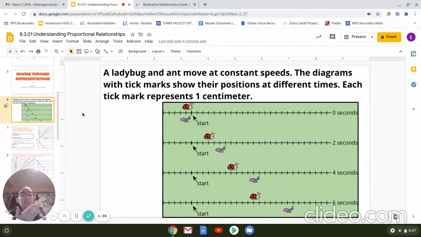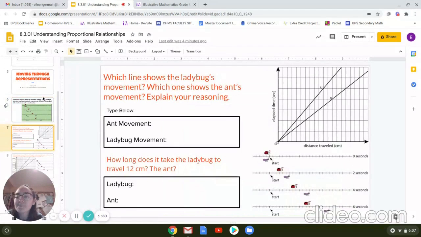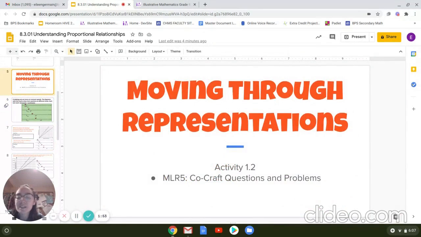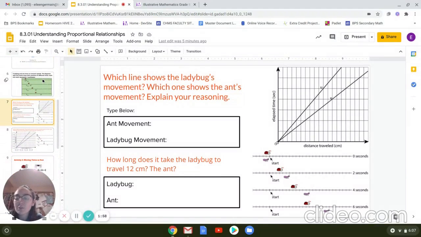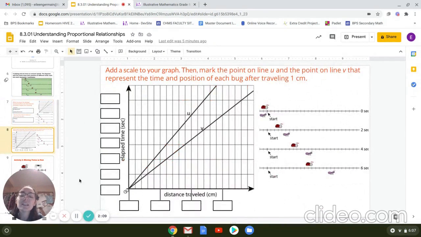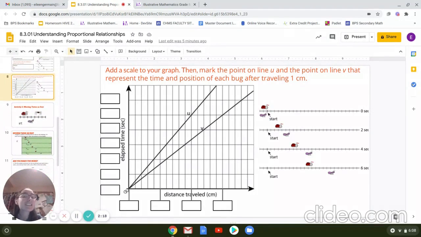So please make sure that you have your textbook or those slides open for today. Obviously you have the slides open because you wouldn't have been able to get to this video unless you had your slides open. But we're going to be using the activity moving through representations to do this second activity here. So we went through and we found which line represented each one of these animals, how long did it take to travel 12 centimeters for the ladybug and the ants. Then we actually created this scaled graph here. Now we're moving into the second activity here.